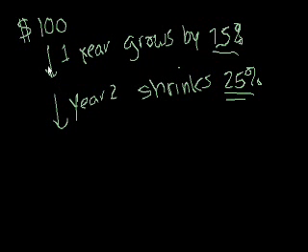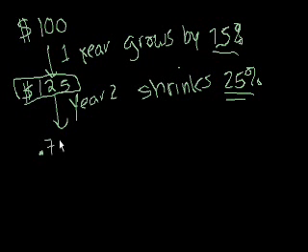So let's figure this out. If I start with $100 and I grow it by 25%, 25% of 100 is $25. So I grew it by $25, so I go to $125. Right? So after 1 year of growing by 25%, I end up with $125. And now this $125 is going to shrink by 25%. So if something shrinks by 25%, that means it's just going to be 0.75 or 75% of what it was before, right? 1 minus 25%.